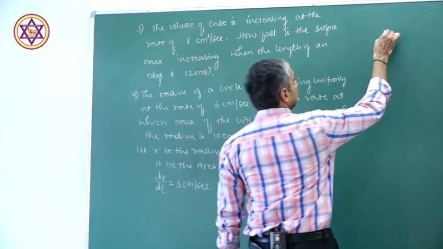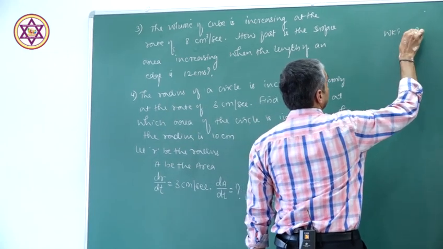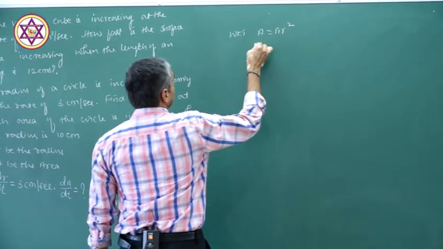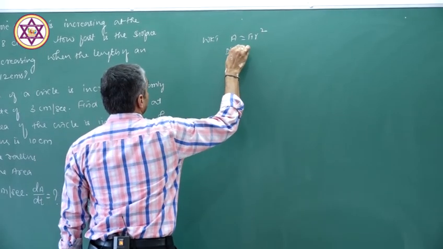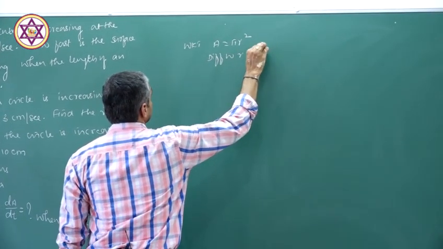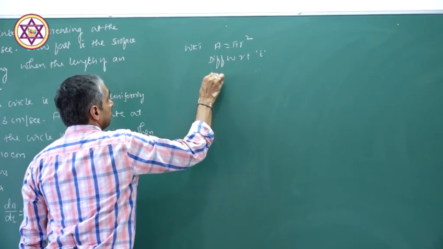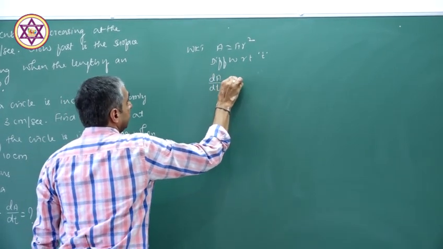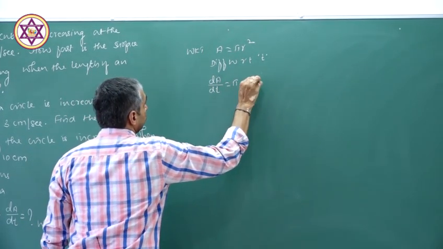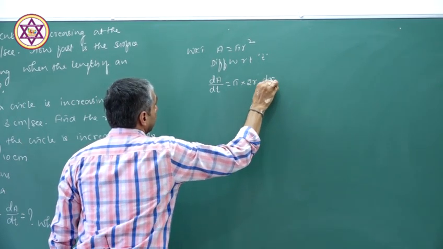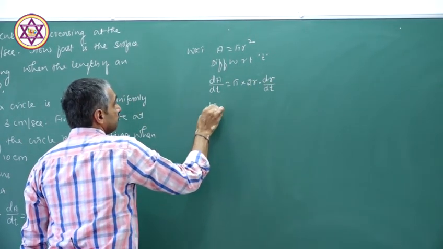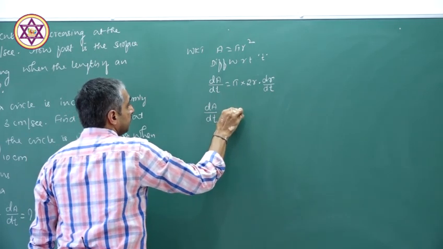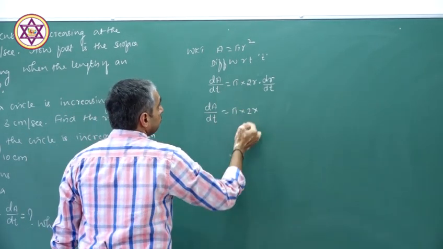What is the formula for the area? We know that area is equal to pi r square. Now, differentiating this with respect to the time t, what am I going to get? dA by dt is pi into 2r into dr by dt. So dA by dt is equal to pi into 2 into r.